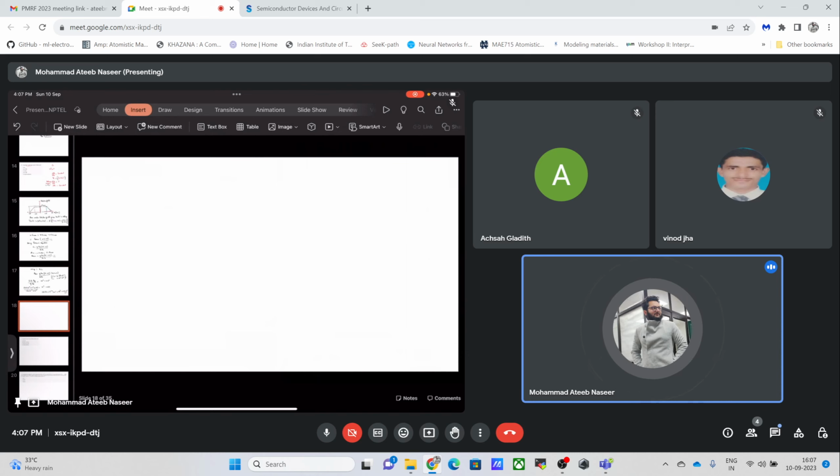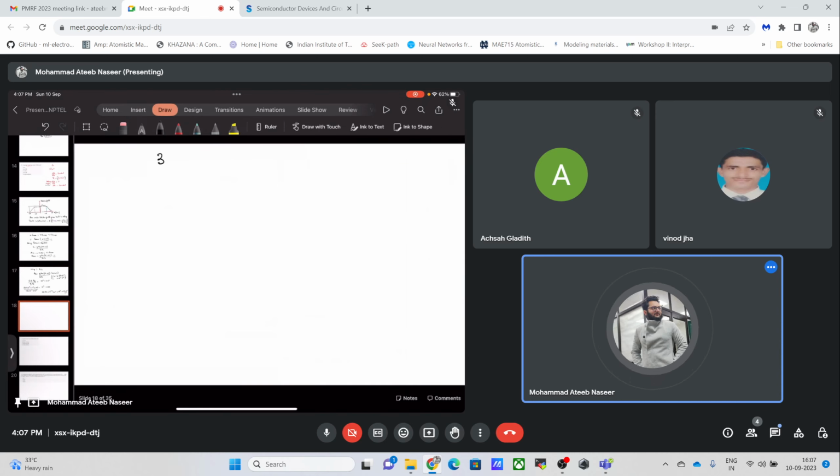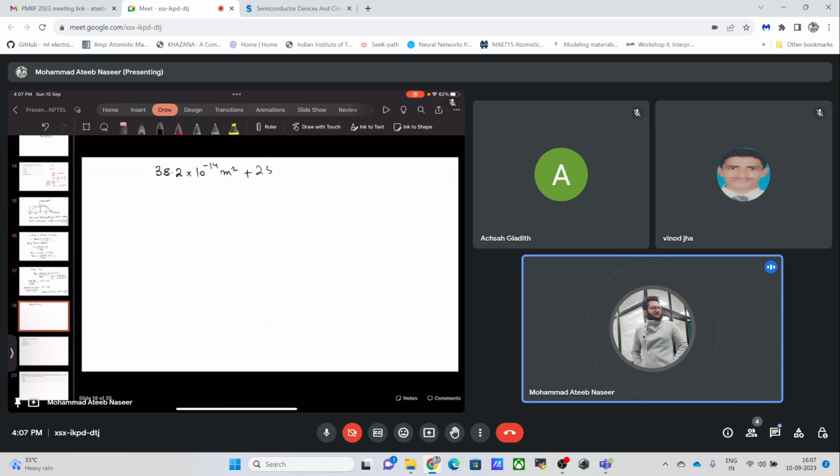So this 38.82 would be simply now equal to 38.2, because we need to find it in the micrometers itself. 38.2 into 10 to the power of minus 10 centimeter square into 10 to the power of minus 4 meter, so it would be 10 to the power of minus 14 meter square, plus it is 0.025 into 10 raised power minus 12 meter square, or 25 into 10 raised power minus 14 meter square. This is the value of this W square.